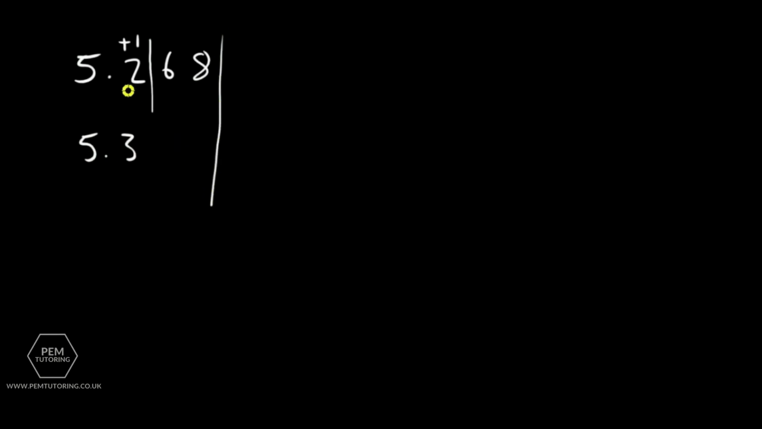So now let's round this to 2 decimal places. So we had 5.268. Now if you round it to 2 decimal places, you look at the second decimal place, because now we're rounding to 2 decimal places. So you count 1, 2. So that's the second decimal place. Draw your partition line there.